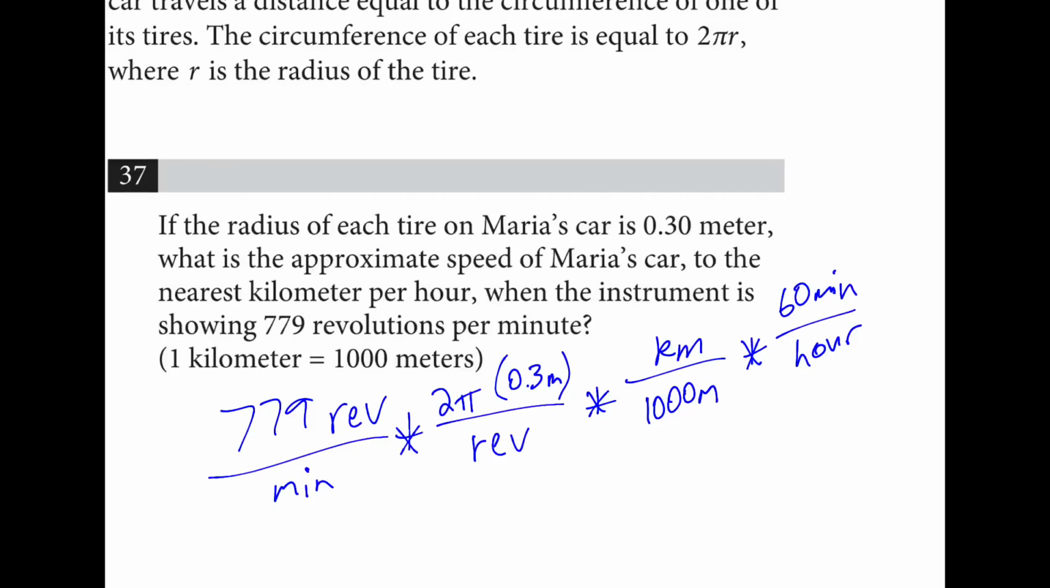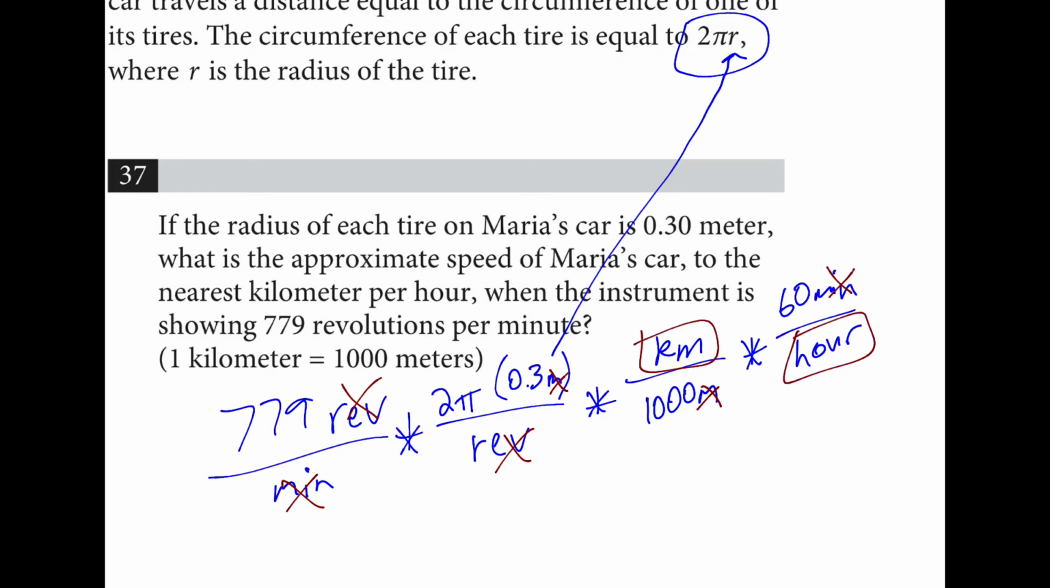So we'll start with 779 revolutions per minute. And each revolution travels this distance. We're going to plug in 0.3 in there. And that's meters per revolution, so revolutions cancels out. Then we multiply by kilometers per meter, so meters cancels out. And we still have minutes, and we want to know kilometers per hour, so we're going to multiply by 60 minutes per hour. And our only units left are kilometers per hour, so we did good.